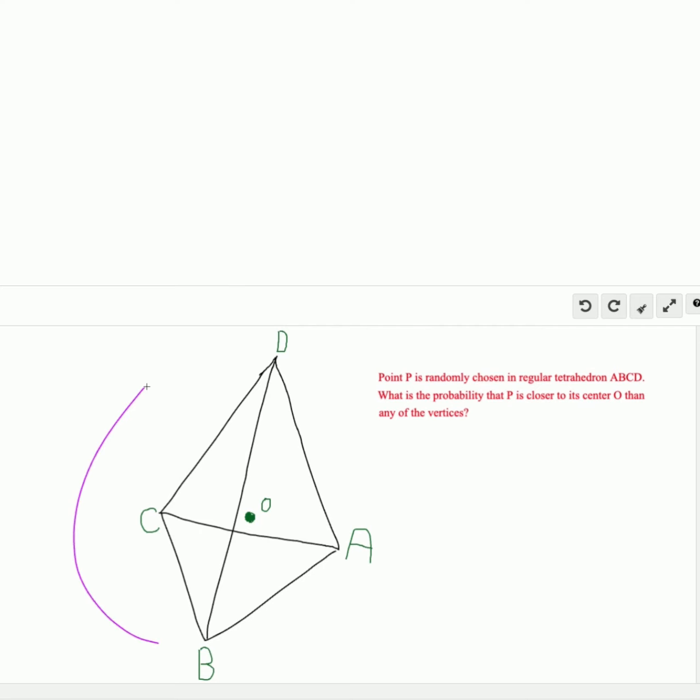Okay, this was actually sourced from myself. I thought it up on my own. So, point P is randomly chosen in this tetrahedron. What's the probability that P is closer to its center than any of the vertices?